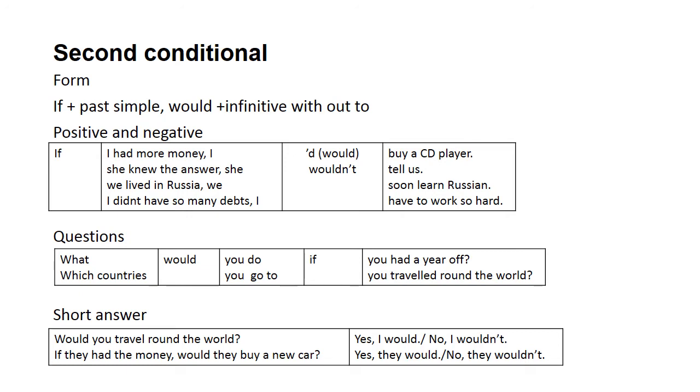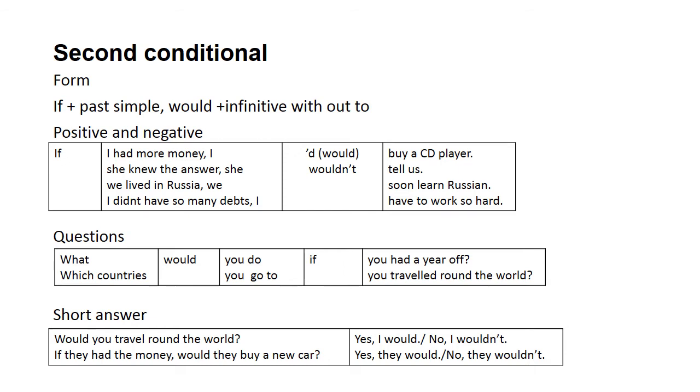For example, if I had more money, I would buy a CD player. If she knew the answer, she would tell us. If we lived in Russia, we would soon learn Russian. If I didn't owe so much debt, I wouldn't have to work so hard.